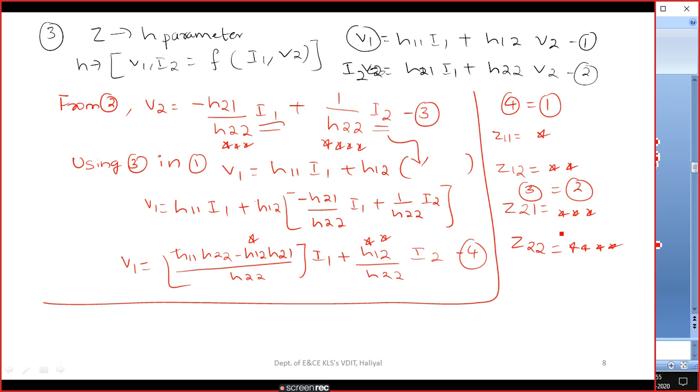With a similar approach, as a small practice assignment, just try one parameter: y in terms of z. Z in terms of y and z in terms of h we have completed. So you just try the remaining, starting with the next one, that is y in terms of z. Okay. So we shall end the class here now.